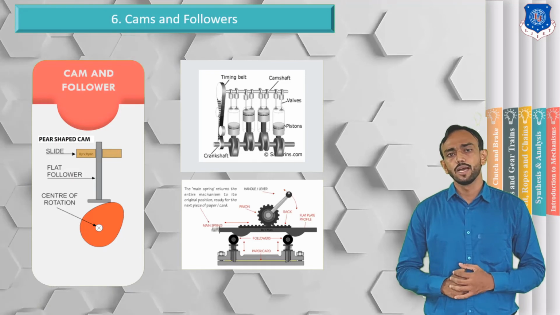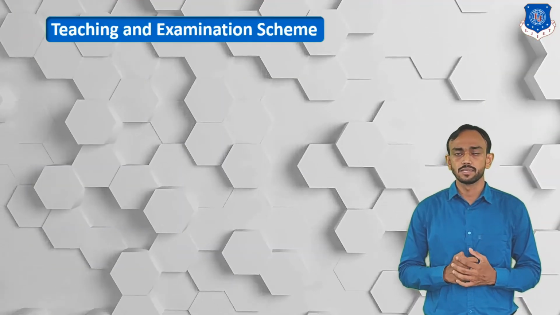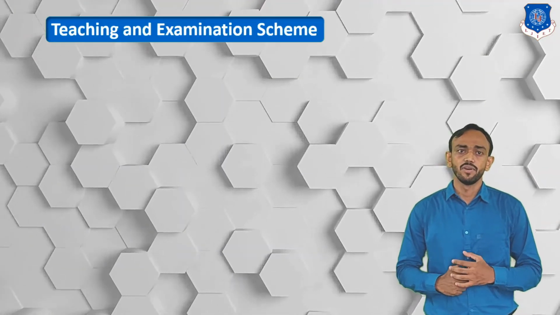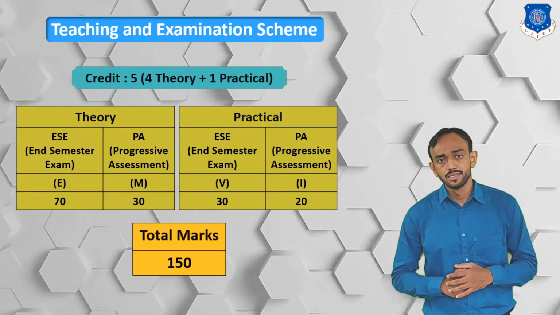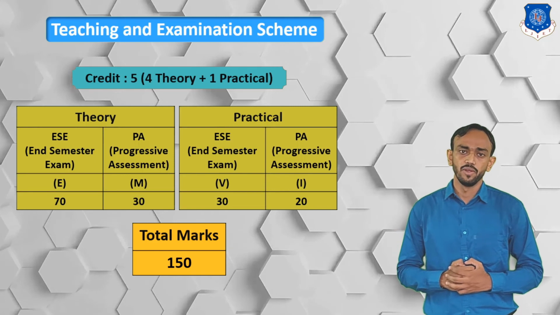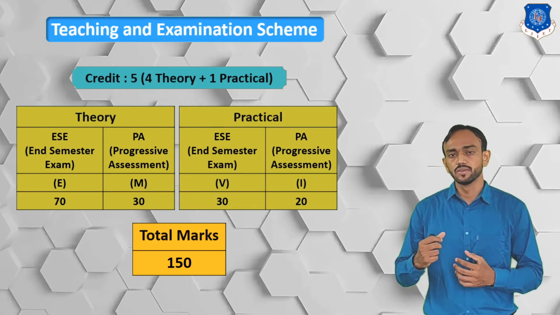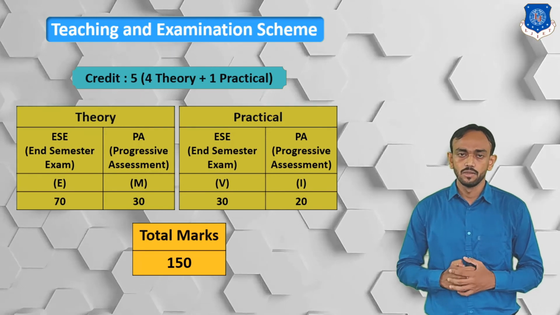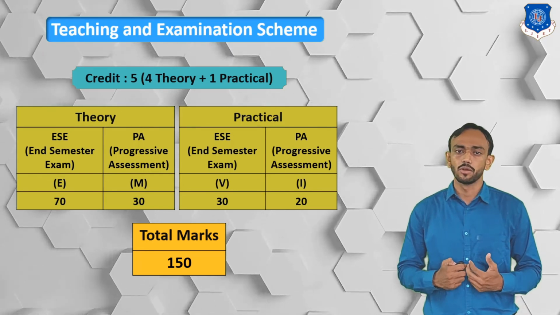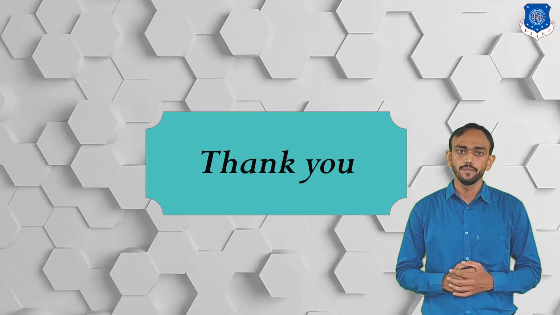Okay, so now let's discuss the teaching and examination scheme. It is a 5 credit subject, 4 for theory and 1 for practical. The university exam will be for 70 marks, and 30 marks will be internal, which we will get from the mid-sem exams. Okay, thank you.